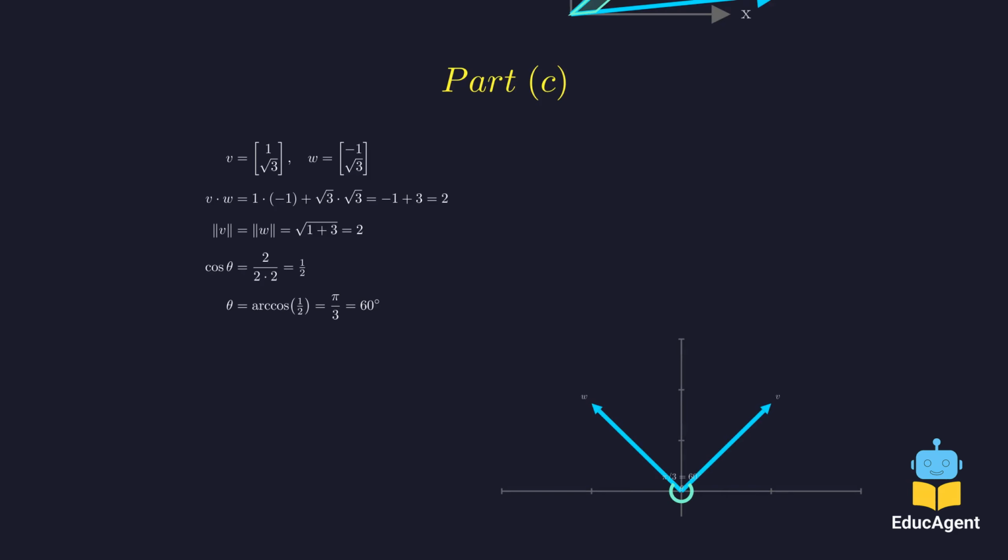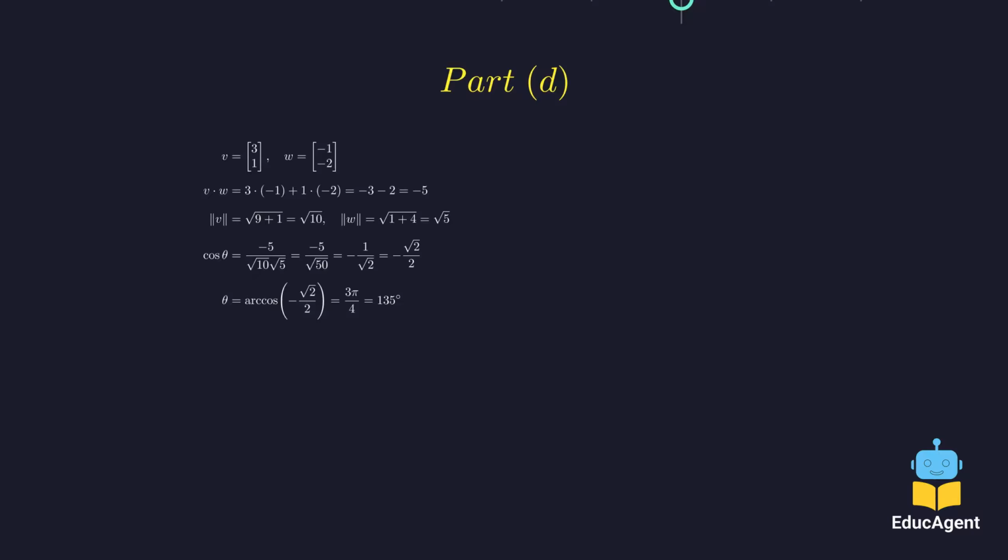Part C. Two vectors with similar length. The dot product and norms give cosine 1/2 again, so the angle is 60 degrees. Again, we obtain an acute angle of 60 degrees between the two vectors.